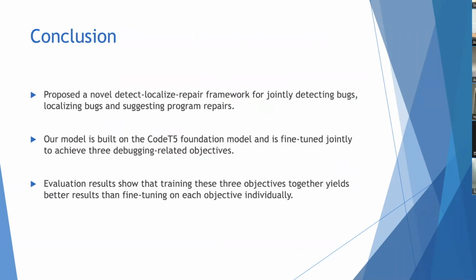So, concluding this paper, they proposed a novel Detect-Localize-Repair framework for jointly detecting bugs, localizing bugs, and suggesting program repairs. Detecting bugs was at the function level, localizing bugs was at the line level, and suggesting program repairs used the program repair. The model is built on the CodeT5 foundation model, and it is fine-tuned jointly to achieve these three debugging-related objectives: function level, line level, and program repair. The evaluation result shows that training these three objectives together yields better results than fine-tuning on each objective individually.